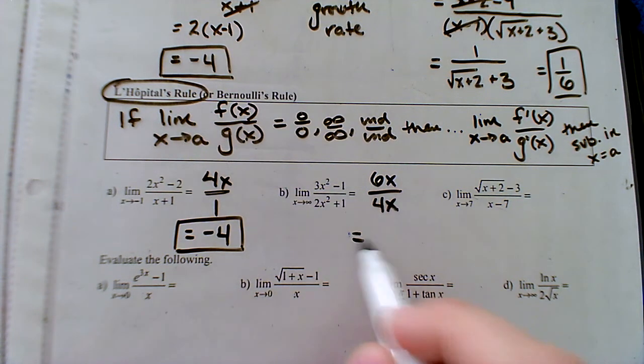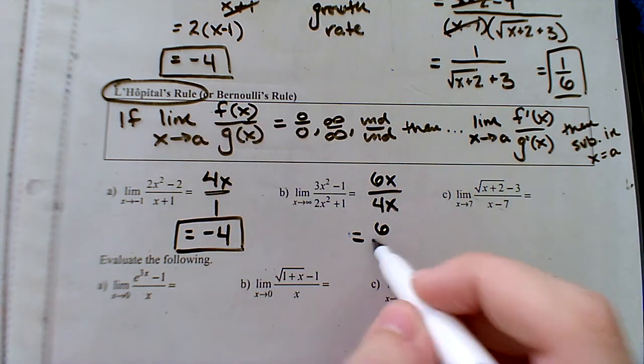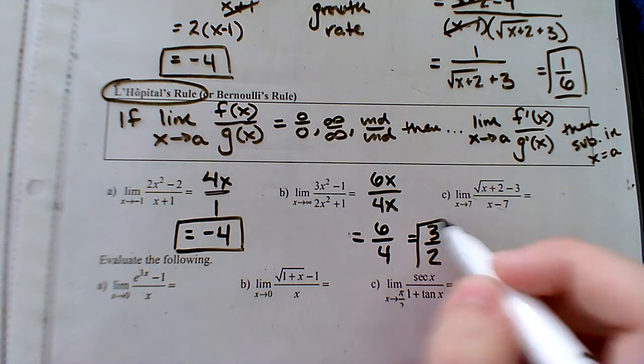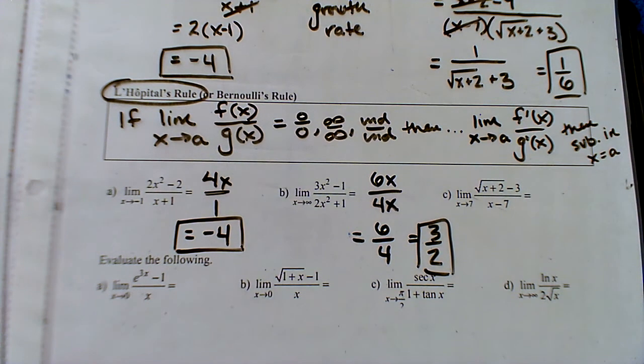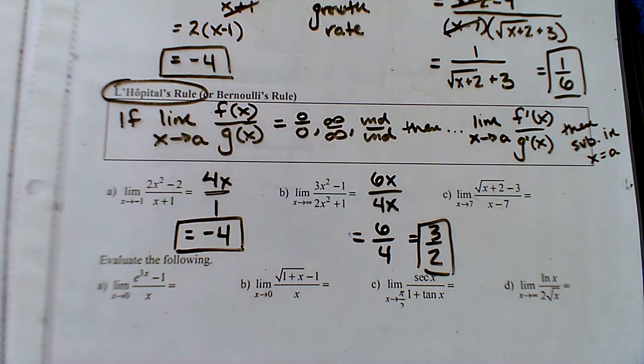What's the derivative of 6x? 6. What's the derivative of 4x? 4. What does 6 over 4 simplify to? 3 over 2. That's the same answer we got from above, right? So you're going to keep finding a derivative and plugging in that number to test it. If you keep getting 0 over 0 or infinity over infinity, you just keep taking derivatives until you get a numbered value. I don't really know how many times you might have to take a derivative. That one we had to do it twice. The other one we only had to do it once.